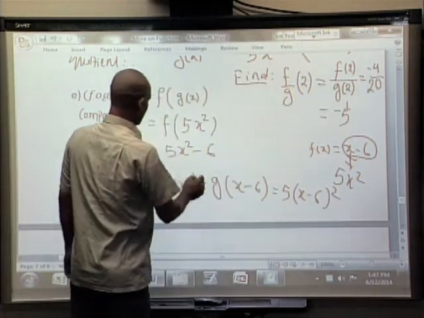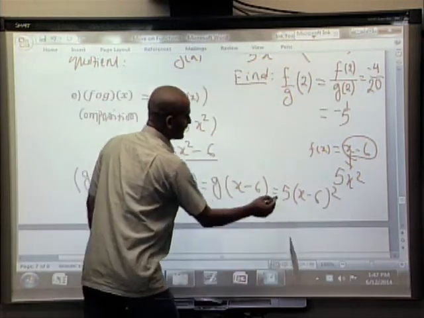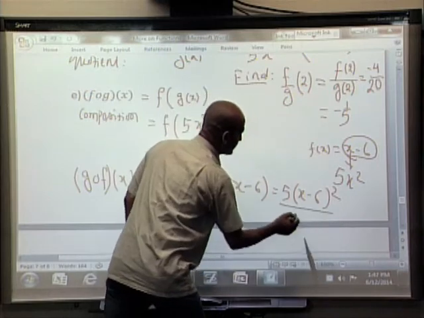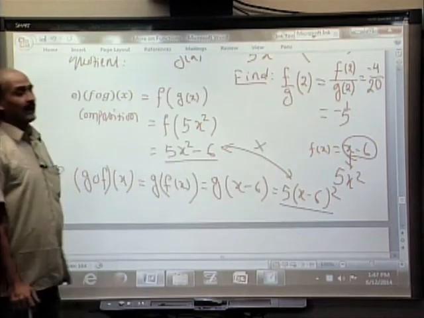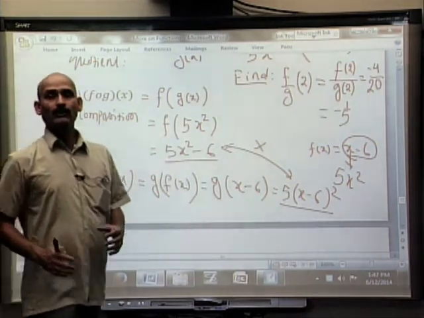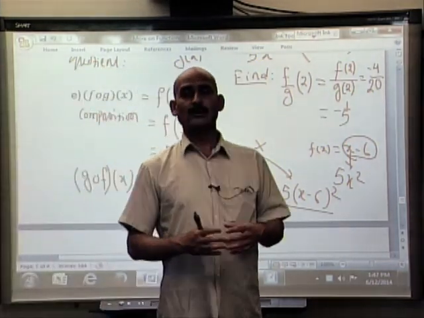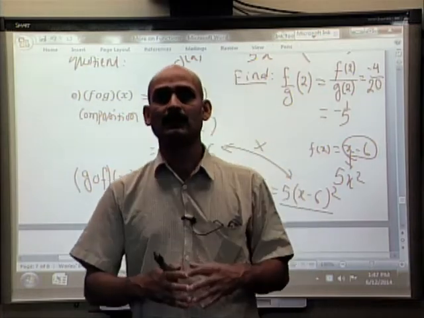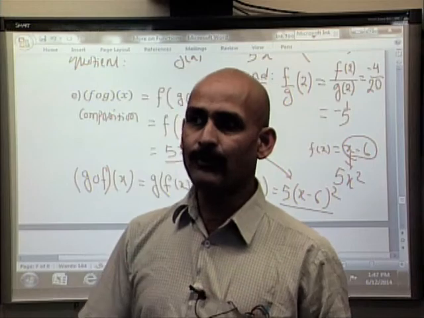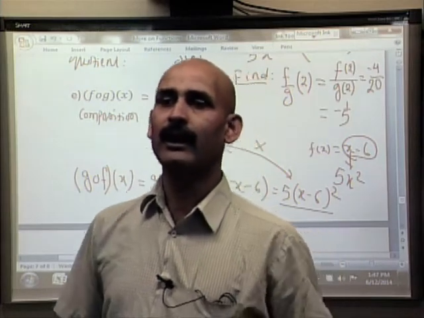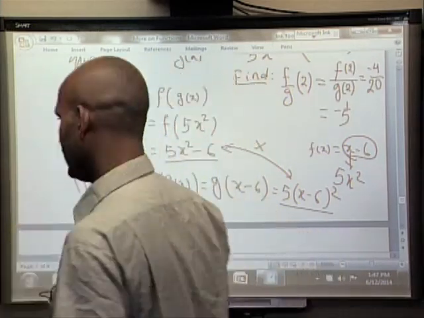See, 5x squared minus 6 and 5 times x minus 6 squared, these two things are not the same. So when finding composition, which function comes first and which comes second matters. f o g and g o f are two different quantities.